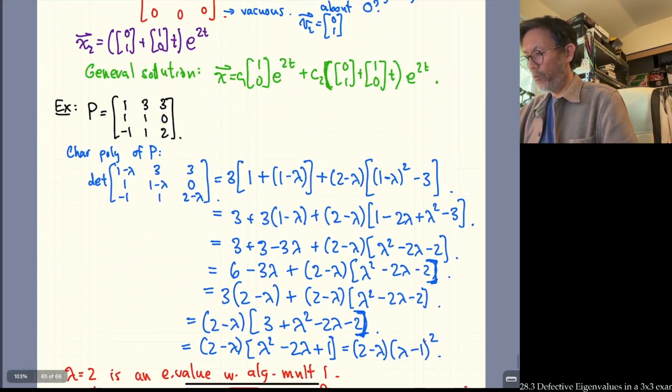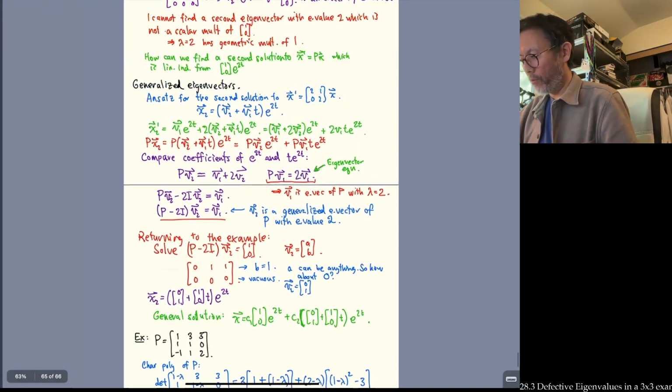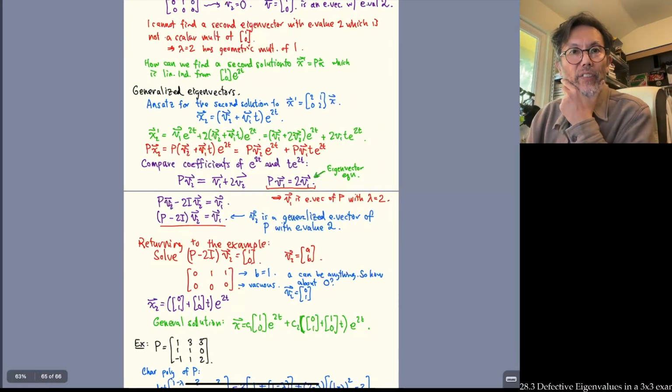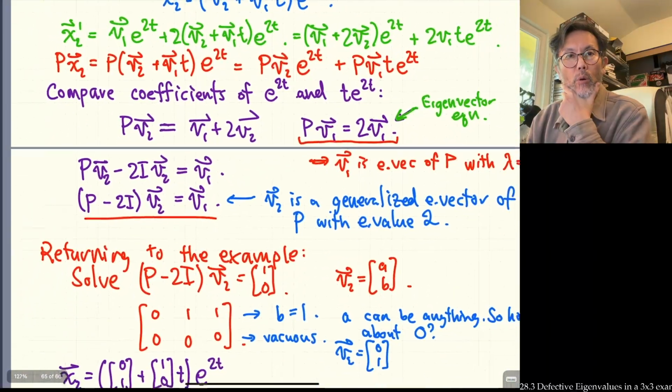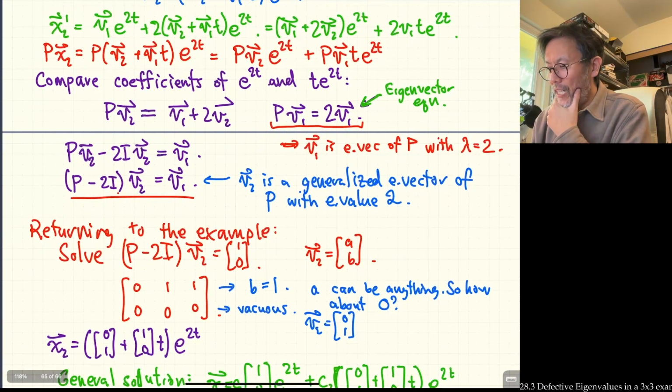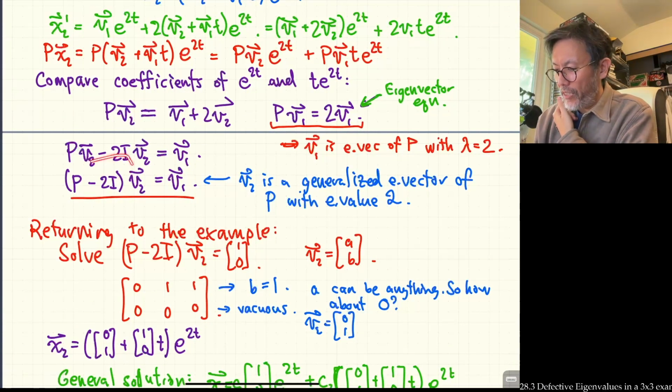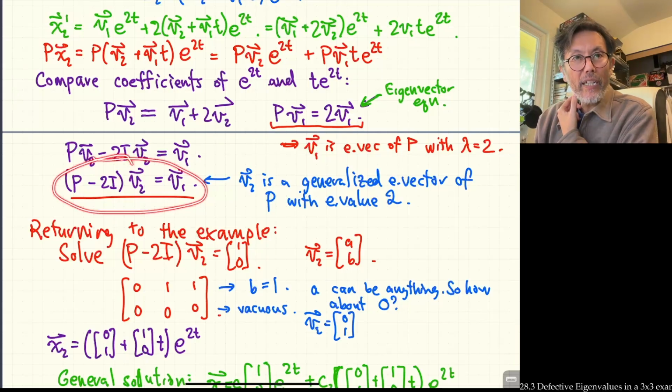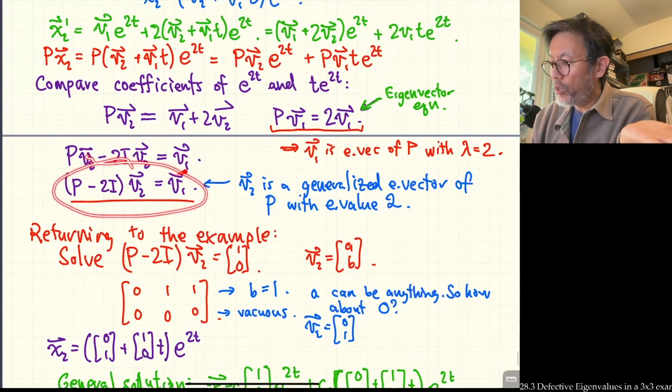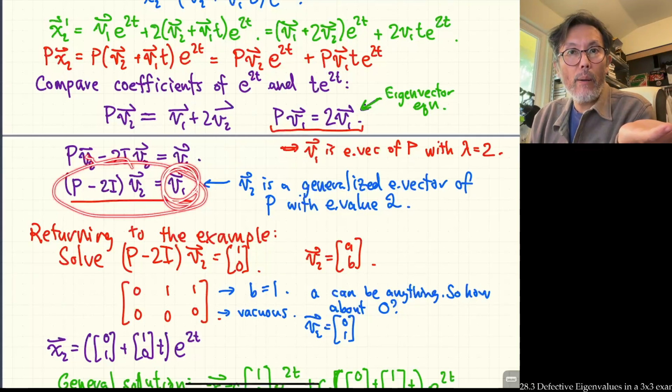Okay? So going way back, we remember the generalized eigenvector story. What we want to solve is (P minus lambda times the identity) times some vector V is equal to our eigenvector. V1, remember, was our eigenvector. Okay?